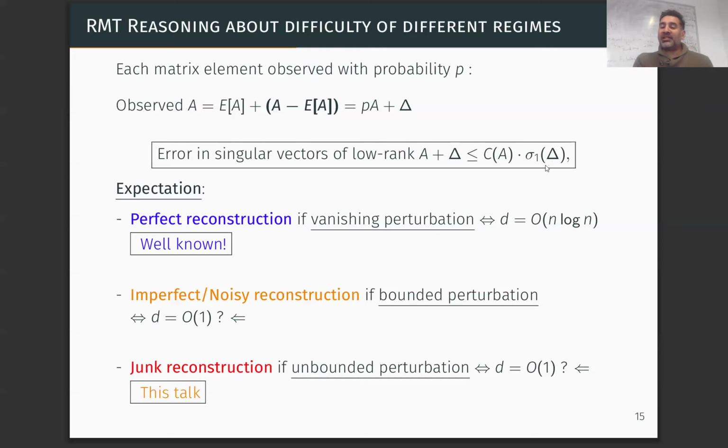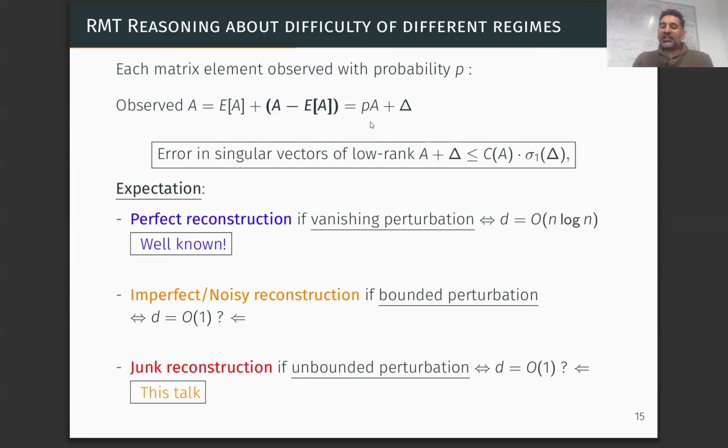The problem really happens if sigma 1 is roughly on order 1, then from a linear algebra perspective, we already have a feeling that, okay, we're in a little bit of trouble. We can't expect perfect reconstruction because if both norms are roughly the same, how can we expect to overcome that? And of course, if we're in a setting where sigma 1 of delta is going to infinity, then we're even more worried, because then the noise is swamping the signal, the P times A singular vectors, and then we really don't expect to get anything.